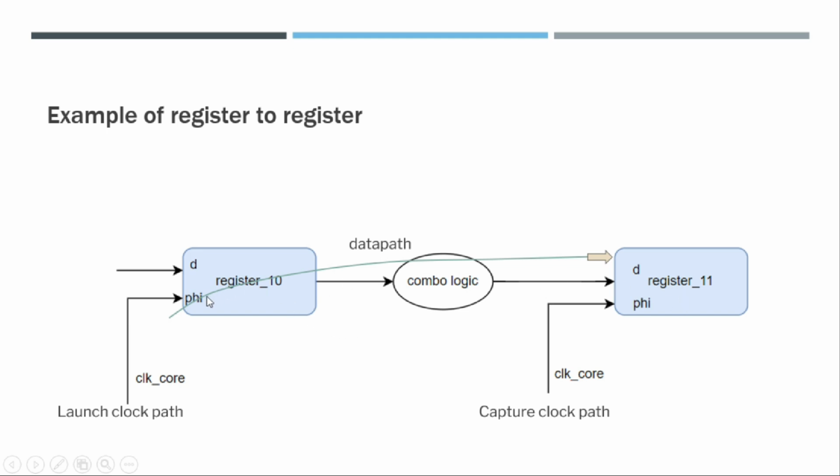Okay, the data path is basically from the clock pin of a launch flop to the data pin of the capture flop. This path is basically called the data path. So this is the launch clock path and this is the capture clock path. In this case, I haven't shown any common path between them.